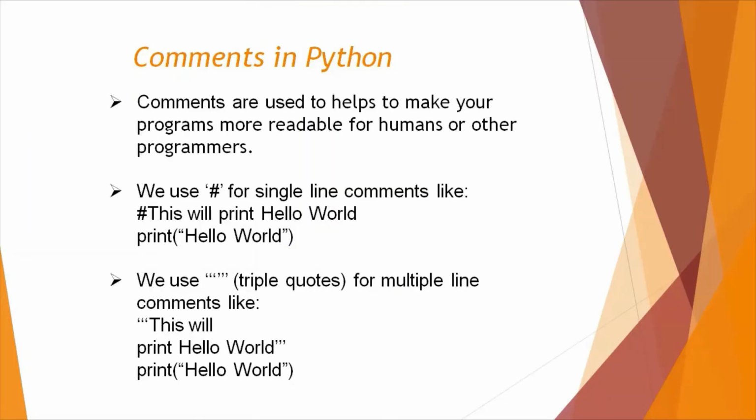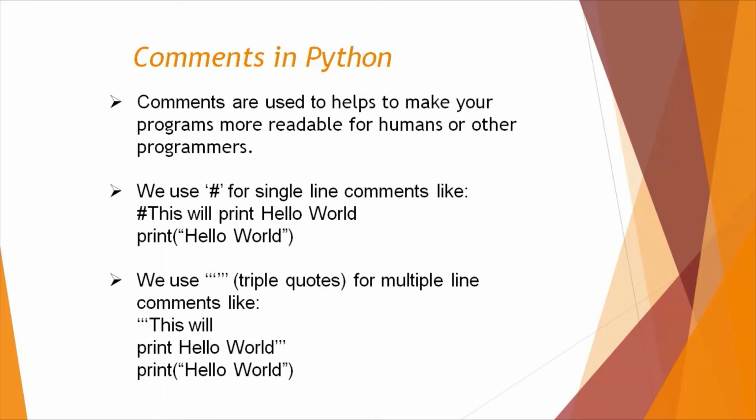So let's talk about comments in Python. Comments are used to help us to make our programs more readable for humans or other programmers. We use this hash symbol for single line comments like hash this will print hello world. So this hash statement, that is this will print hello world, is telling us that this print will print hello world. So that don't get confused please. And we use triple quotes for multiple line comments, like this will print hello world in multiple lines.